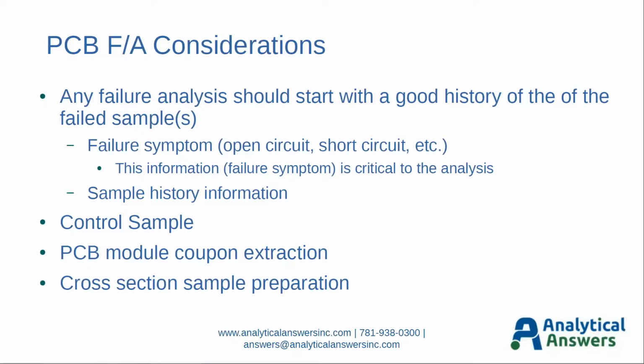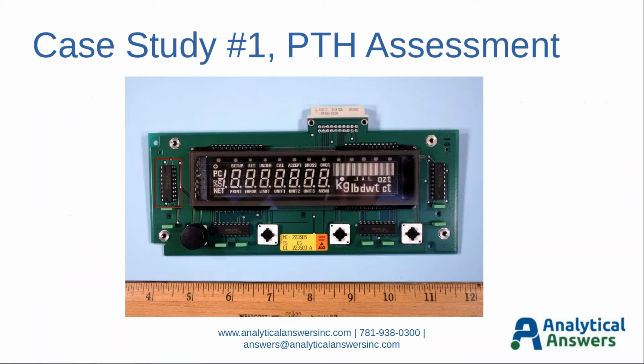As far as PCB failure analysis goes, we want to make sure that we use proper coupon extraction techniques when we're actually removing a certain section of the board that we're going to end up cross-sectioning subsequently. And we'll talk a little bit more about this later. And then we want to make sure that we're using proper cross-section sample techniques. And I'll go over this, and I'll actually demonstrate what happens when we don't use proper cross-section sample preparation techniques versus when we do. So that's an overview of the presentation.